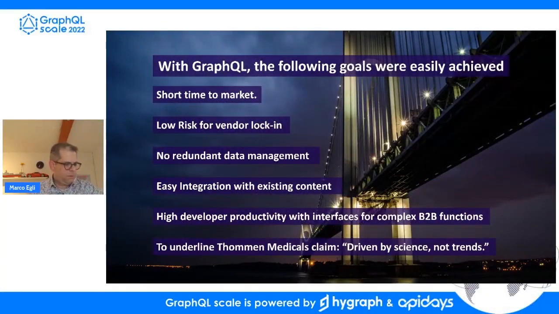And to close up with my slides, with GraphQL the following goals were easily achieved. We had a short time to market. We achieved a low risk for vendor lock-in, because not just one single vendor was used, but different ones, and we composed them all together. We don't have redundant data management. It was easy to integrate with existing content. We achieved high developer productivity with interfaces for complex B2B functions. And actually, we managed to underline Tom Medical's claim that the application is driven by science and not by trends.